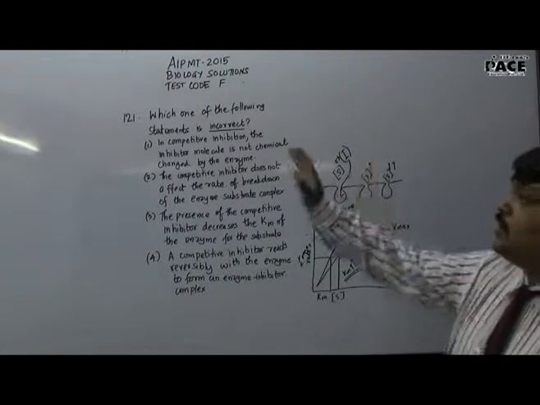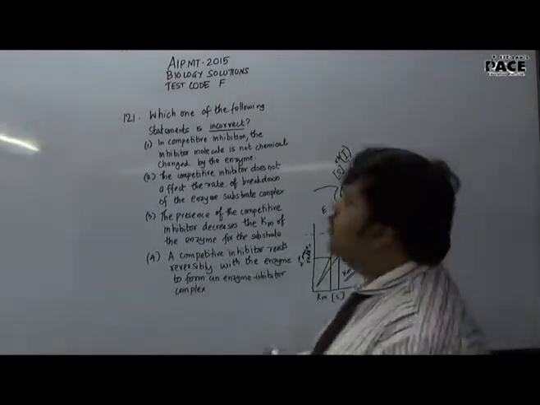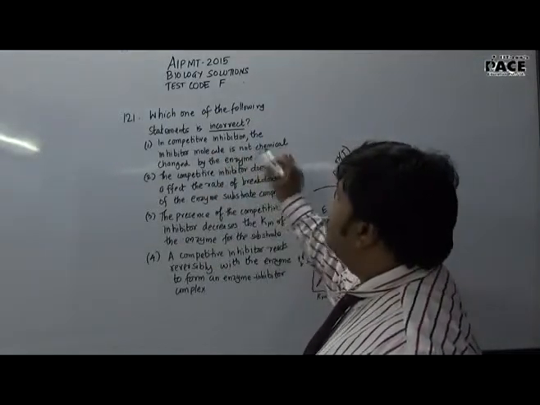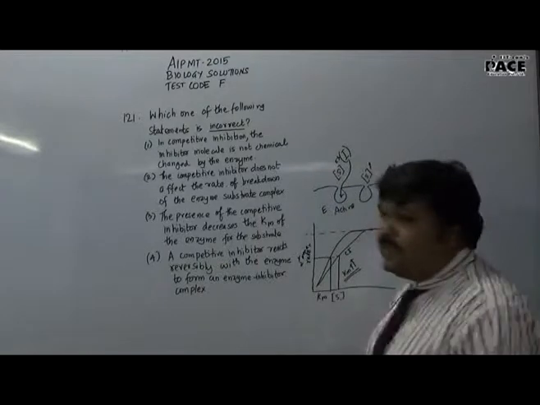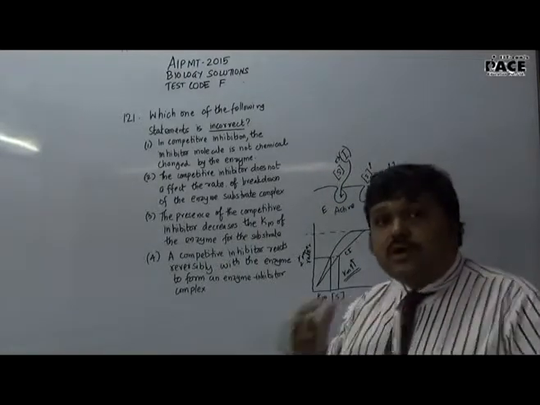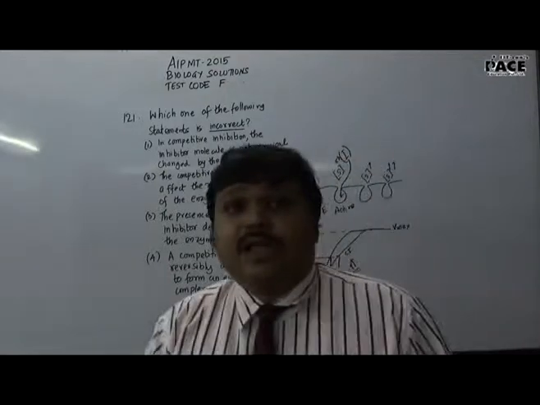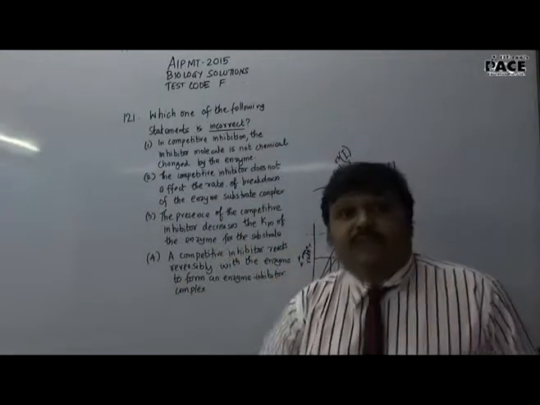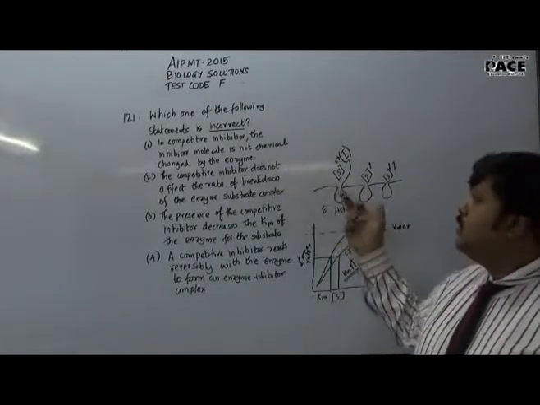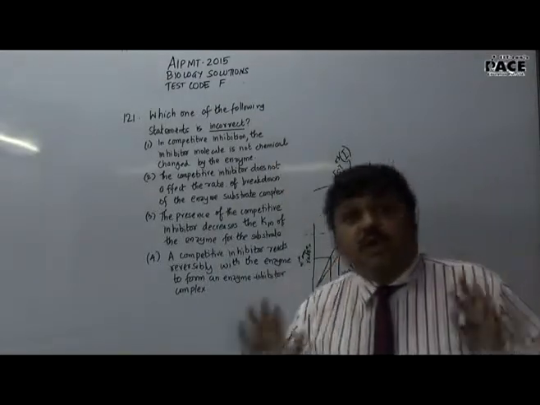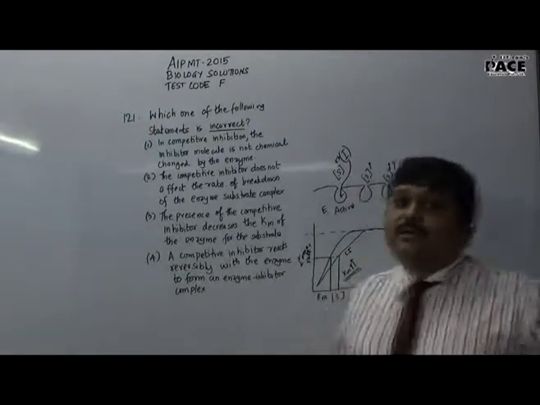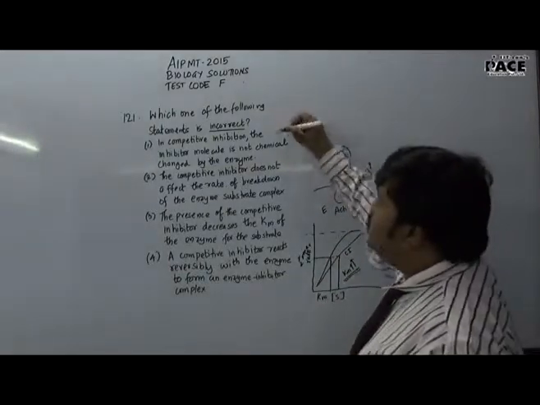With this background, let's try to figure out this question. In competitive inhibition, the inhibitor molecule is not chemically changed by the enzyme. That's absolutely correct because the enzyme does not change the inhibitor to form a product. It only changes the substrate to form the product. So what does the inhibitor do to the enzyme? It just blocks the active site. Enzyme does not produce any product from the inhibitor. So this statement is actually a correct statement.